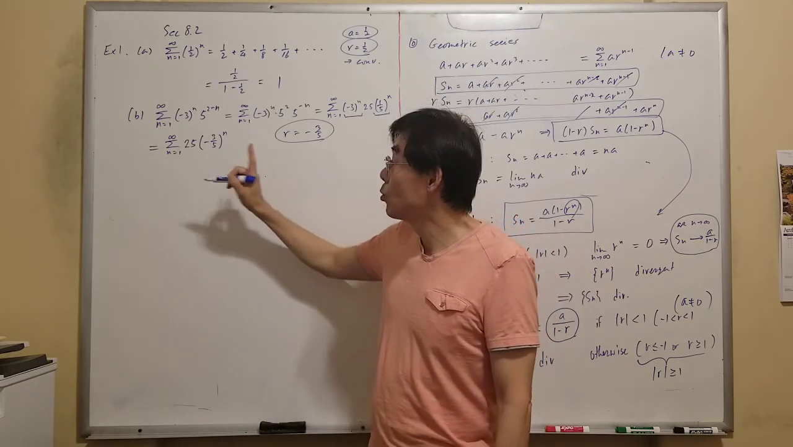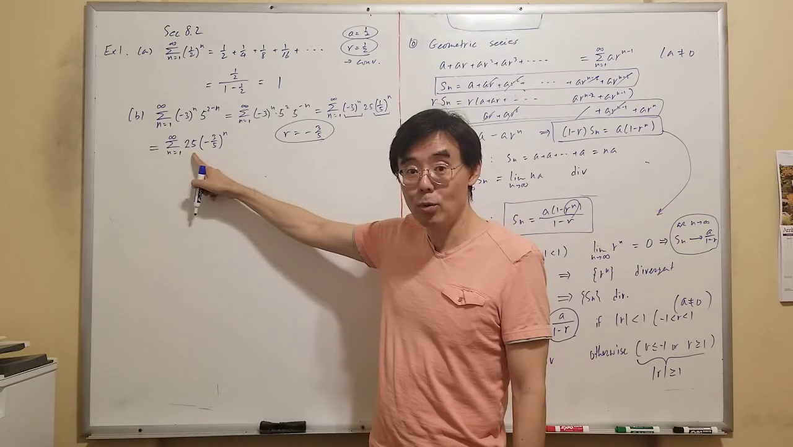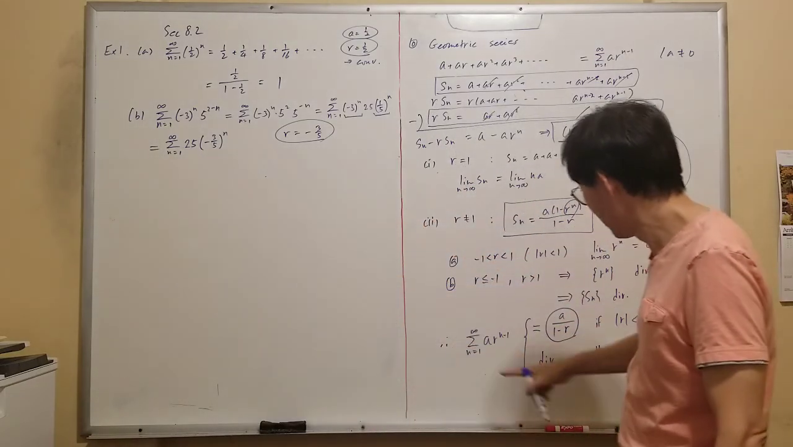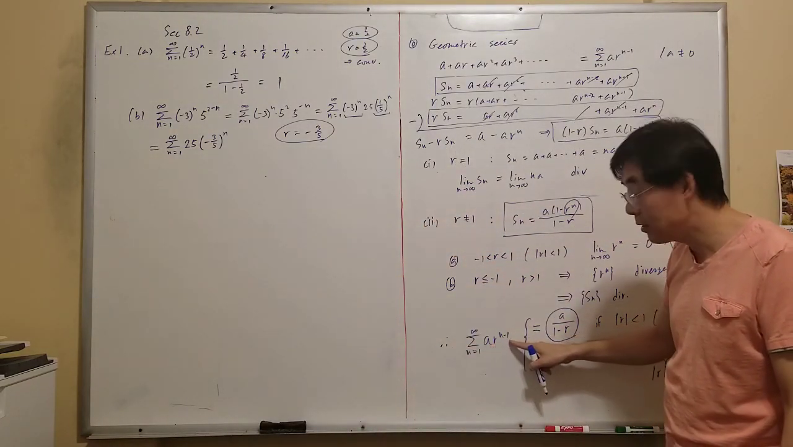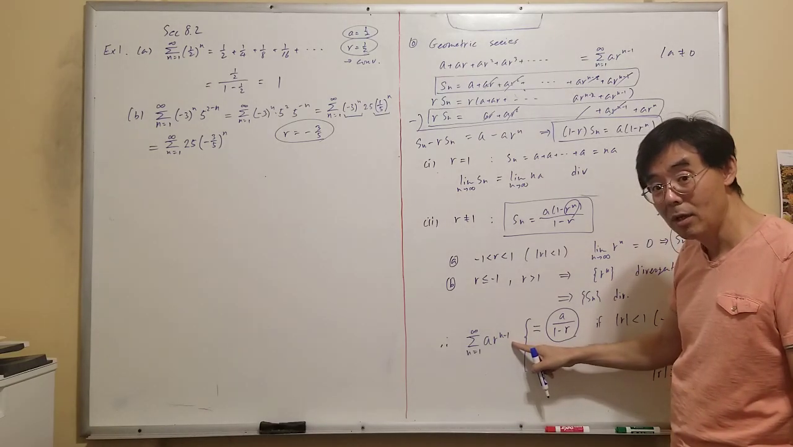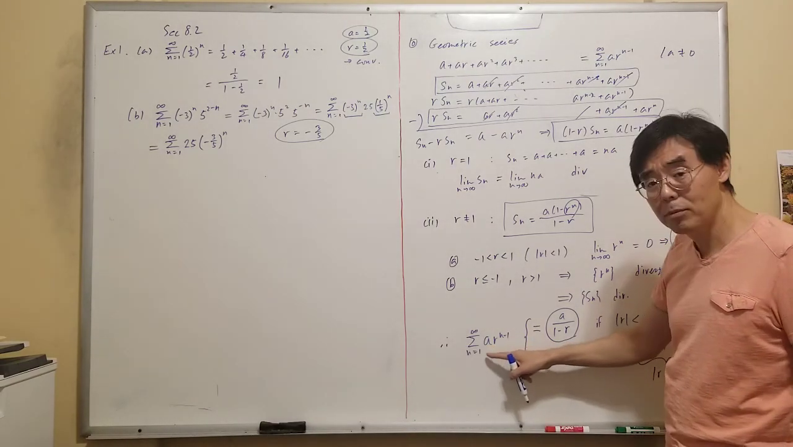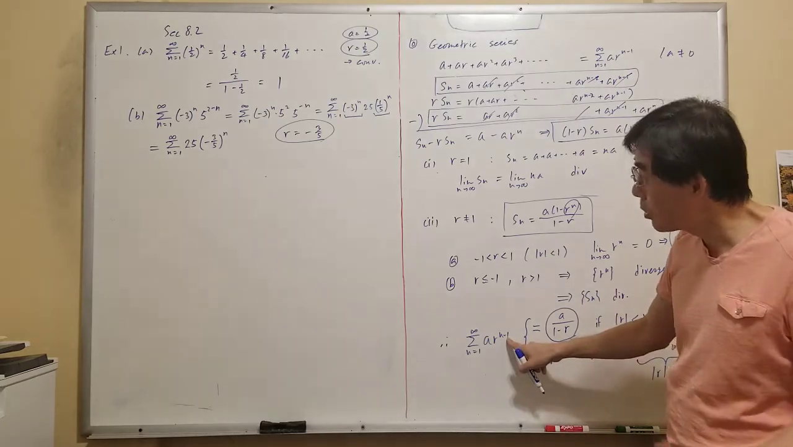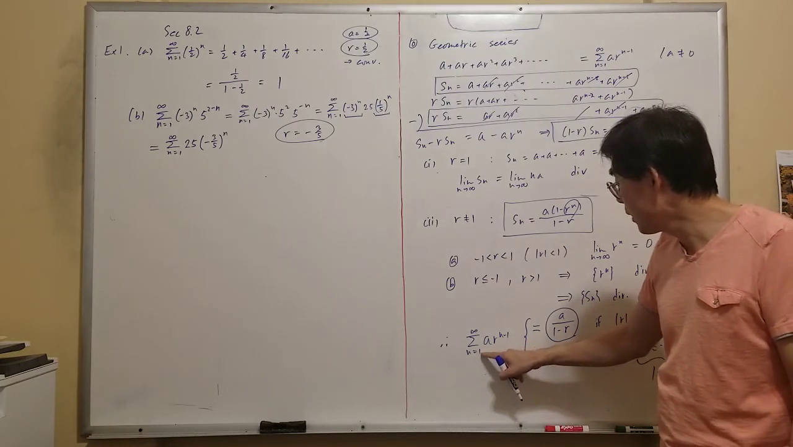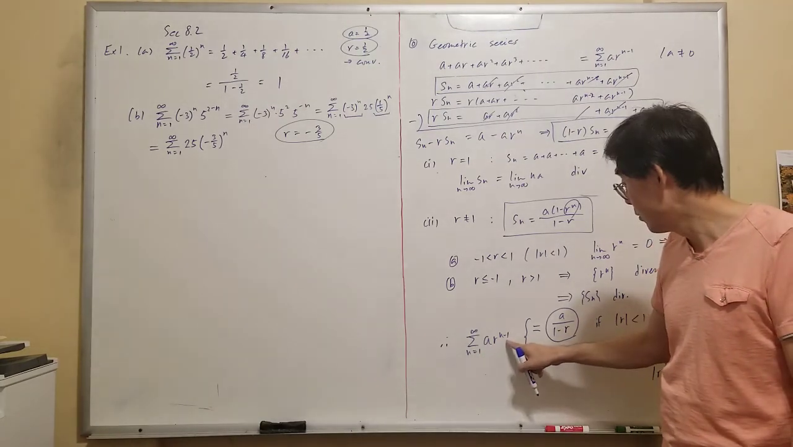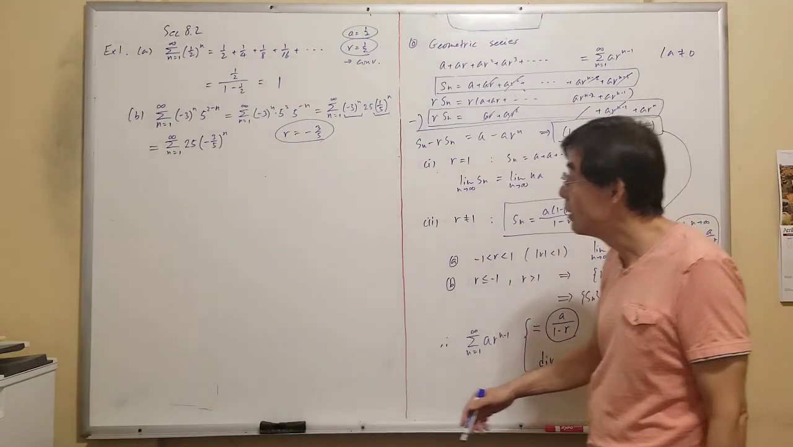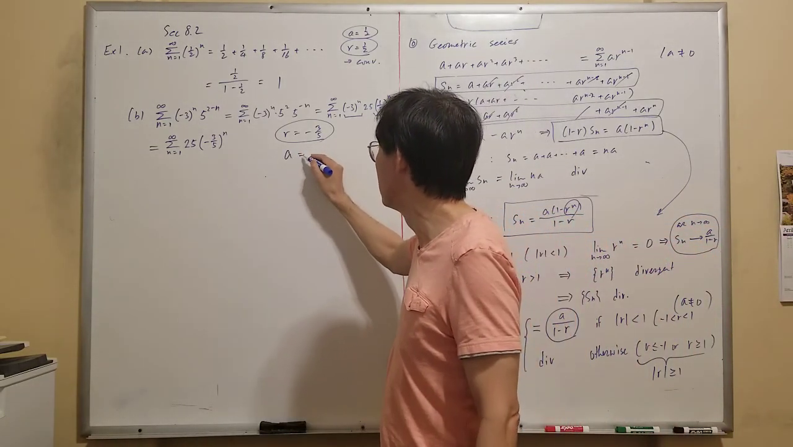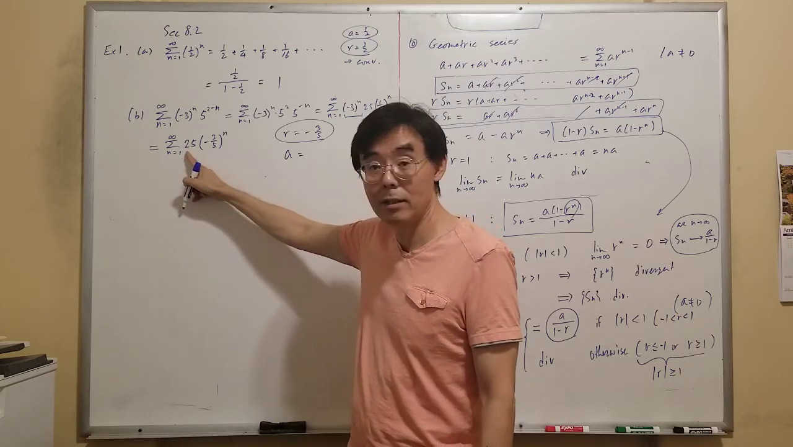Now, 25 is not your first term. Here, this was the first term because I wrote it as a times r to the n minus 1. But you don't have to write it this way. You can just plug in the first index value, n equals 1, r to the 0. That's why it is a. What is a? The first term.